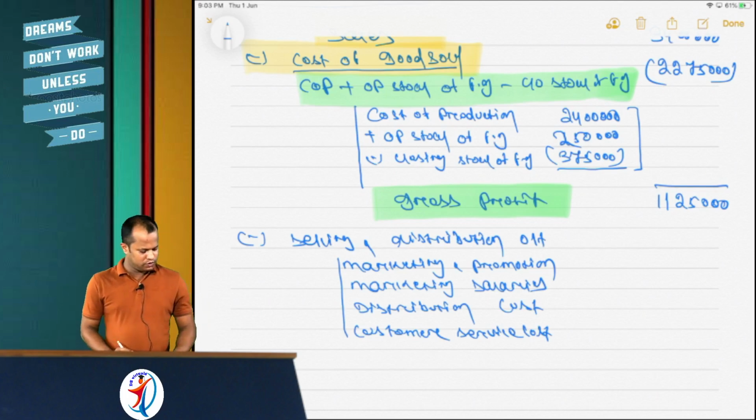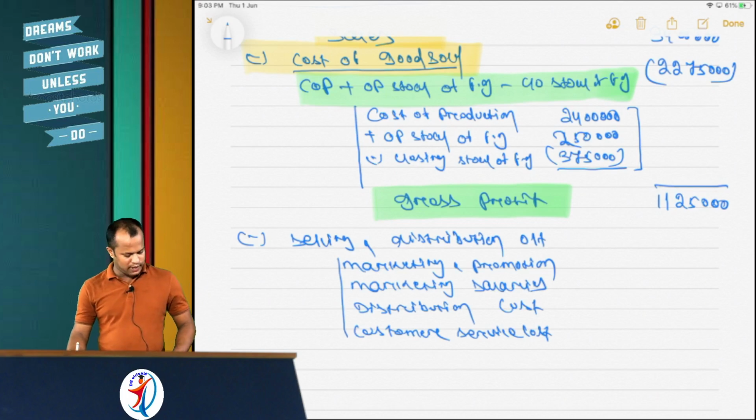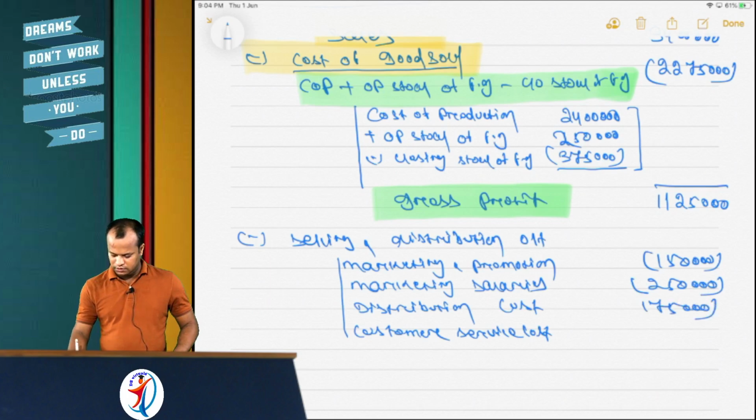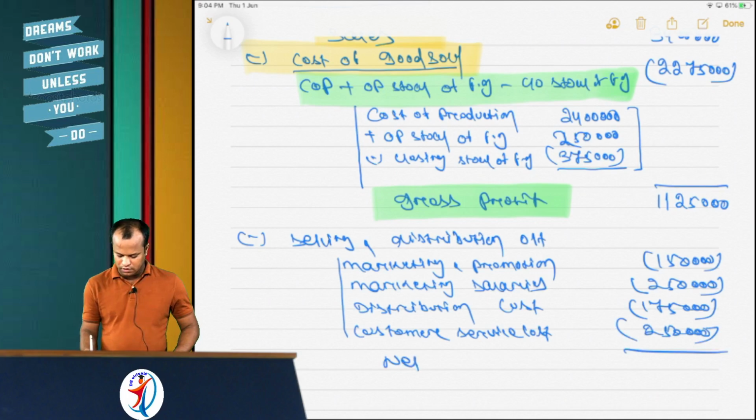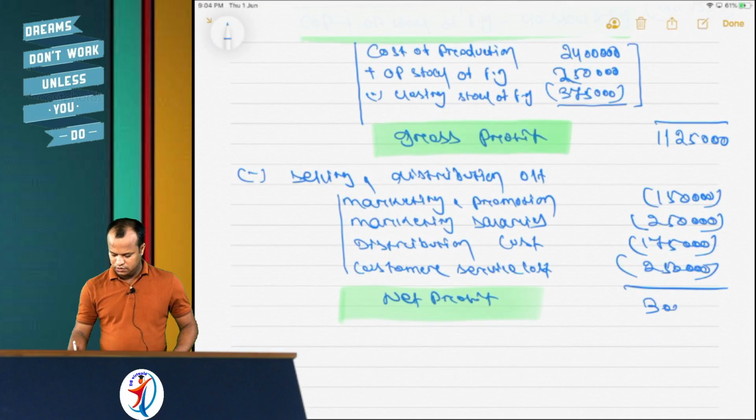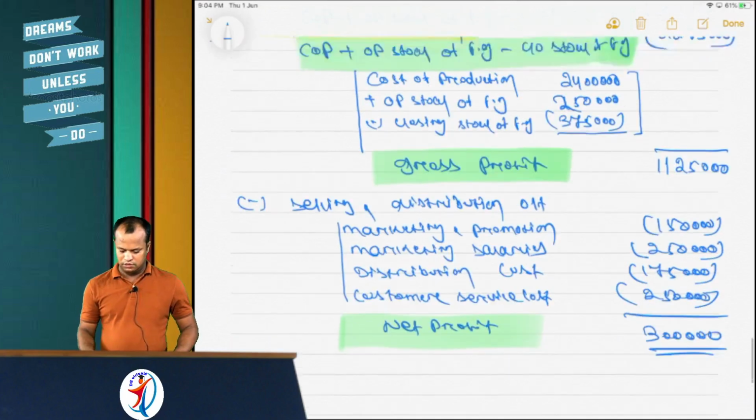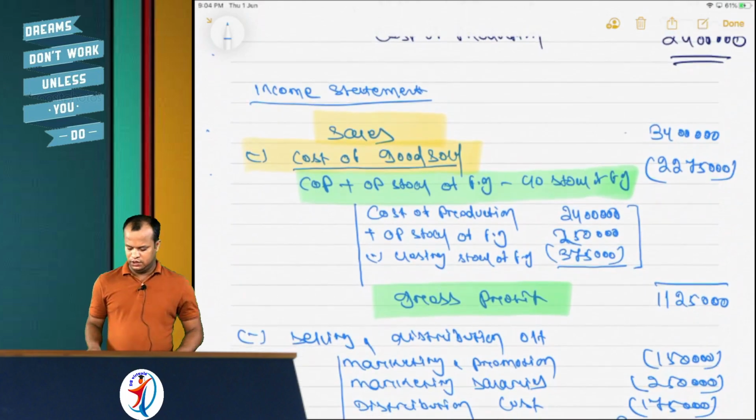So put the amount. Marketing promotion, the amount is 1,50,000. Marketing salary, the amount is 2,50,000. Distribution cost, the amount is 1,75,000. Customer service cost, the amount is 2,50,000. The result will be net profit. So guys, tell me the amount. Sir, 3 lakh. So I think you have got the concept of income statement.